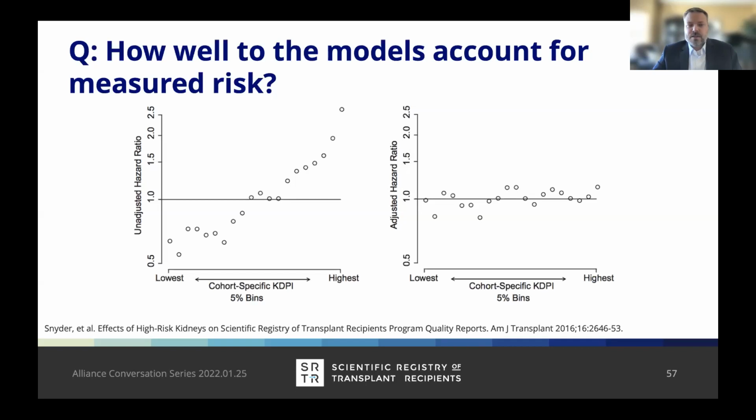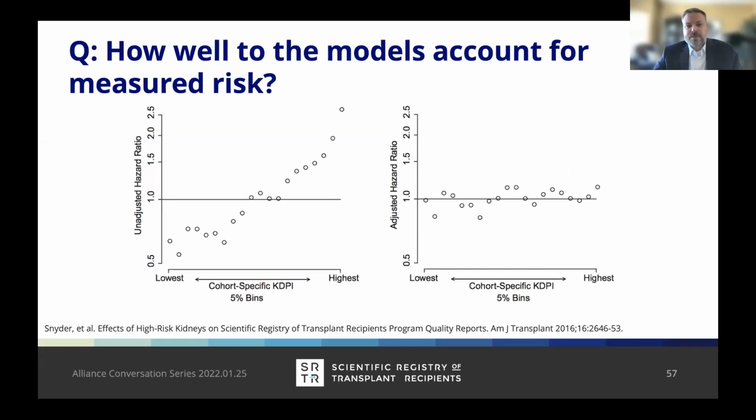And let's assume that those dots are real data, but let's assume that what we're looking at here are 20 unique centers. And it just so happens that the leftmost dot takes on the least risky donors in all of the country. So that's 5% of the country's donors. They all go to that program and they're the best donors in the country.